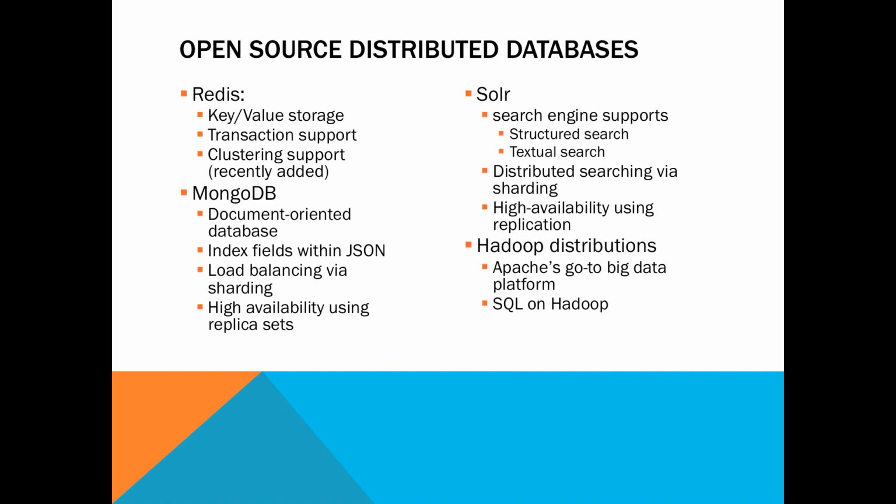There are a number of open source distributed databases on the market today. Redis provides a key value store with transaction support. They've also recently added clustering support. MongoDB is a document-oriented database that's capable of indexing fields within a JSON document. Load balancing is handled by sharding, and high availability is achieved using replica sets. Solr is a search engine that provides support for both structured and textual search. Distributed searching is provided, again, through sharding, and high availability is attained through replication.